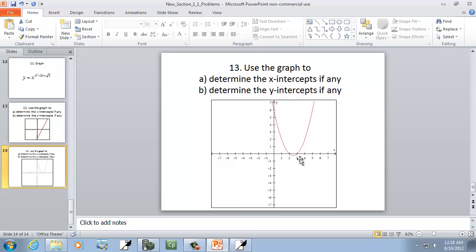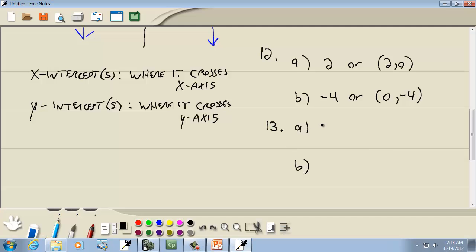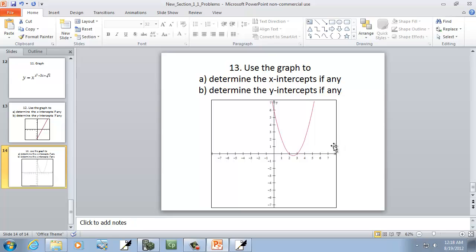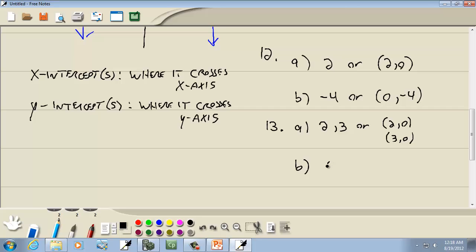Let's look at another one. Part A, determine the x-intercepts, if any. It looks like it crosses at 2 and 3. You could write it that way, or in point form, it'd be (2, 0) and (3, 0). Now part B says determine the y-intercept, which looks like 6. You could write it as 6, or in point form, it would be (0, 6).